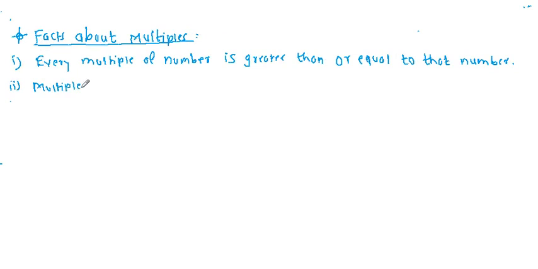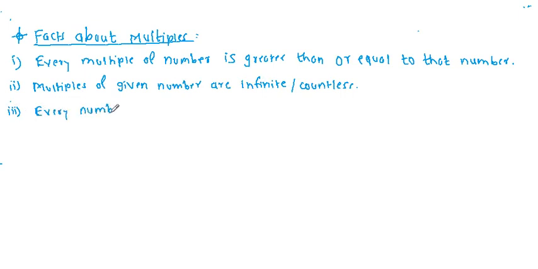The next point is multiples of a given number are infinite or countless, because we can keep multiplying that number. For example, 6 ones are 6, 6 twos are 12, 6 threes are 18. We can go on counting or multiplying the same number any number of times. So multiples of a given number are infinite, or we say countless.